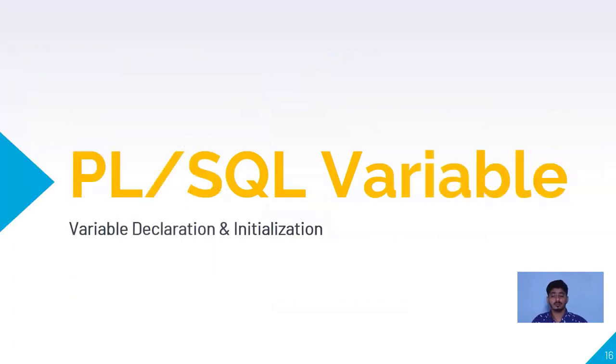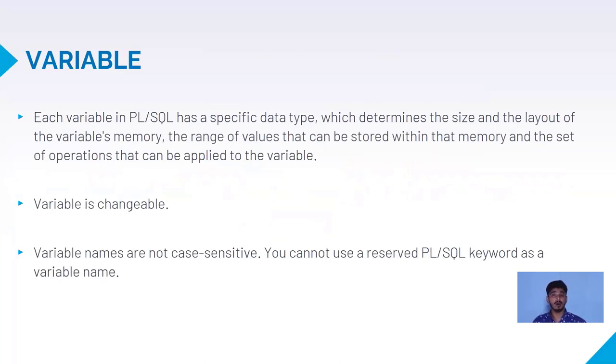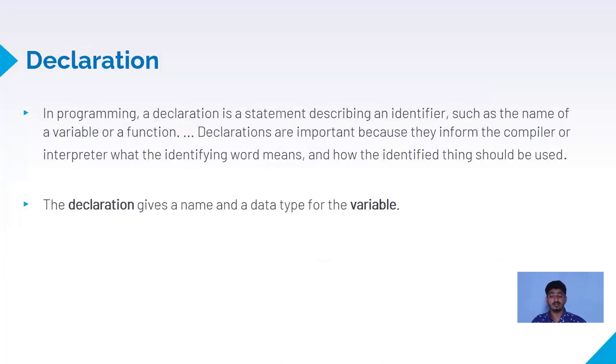So now the next topic is PLSQL variable, and variable declaration and initialization. The name of a memory location is called a variable. A variable is used to store data. Each variable in PLSQL has a specific data type which determines the size and the layout of the variable's memory, the range of values that can be stored within that memory, and the set of operations that can be applied to the variable. A variable is changeable. Case sensitive.